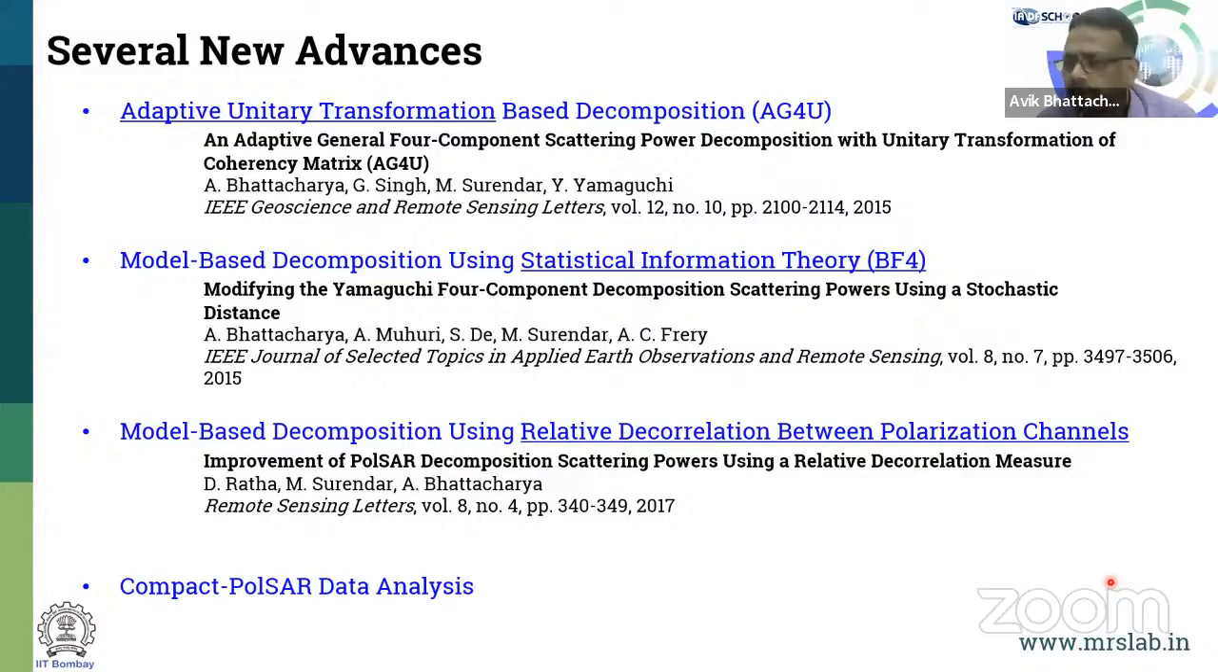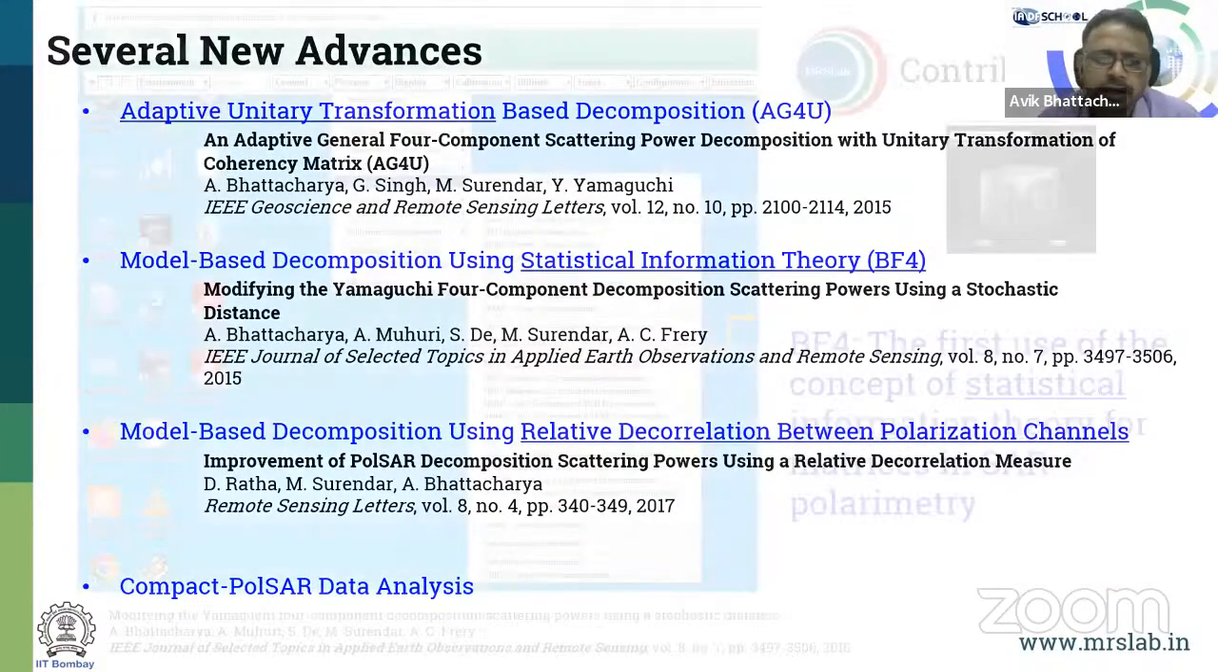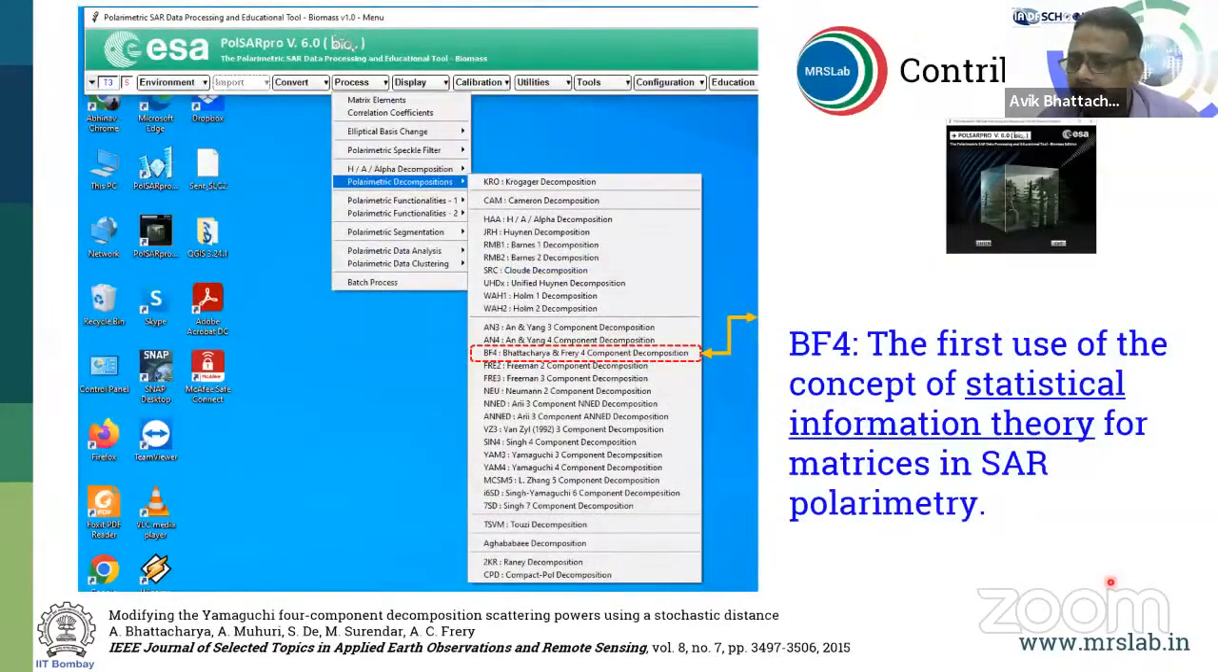But these are only a handful of them. If you see the literature, there are many, many available. And of course, I ask you to utilize the very nice PolSAR Pro software, which is from ESA. They have many more functionalities inside that.